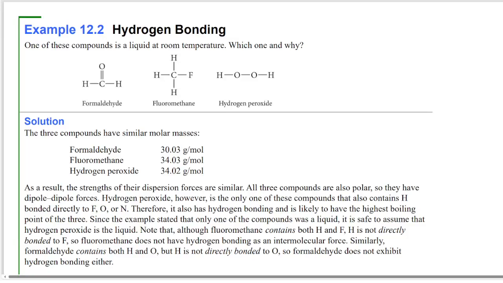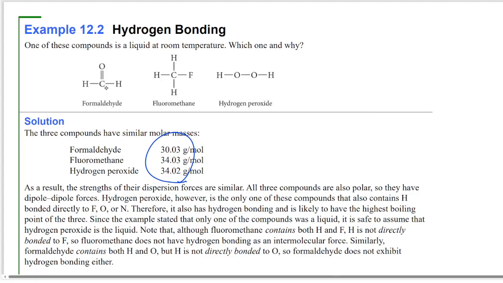Next, we'll work problem 12.2, hydrogen bonding. Which of these compounds is a liquid at room temperature and why? First, we have formaldehyde. Second, we have fluoromethane. And third, we have hydrogen peroxide. So they all have a similar molar mass of around 30 grams per mole.